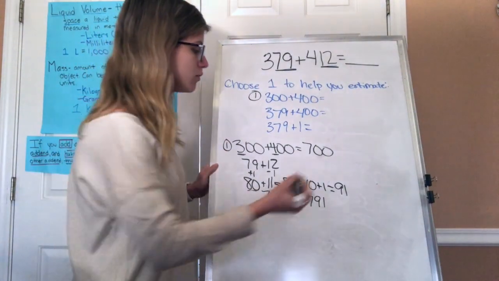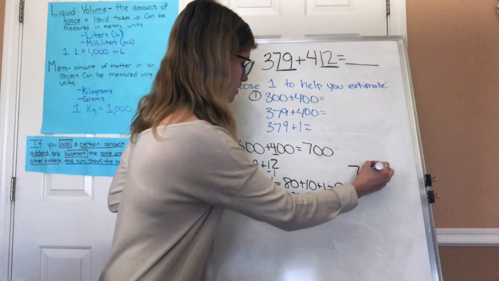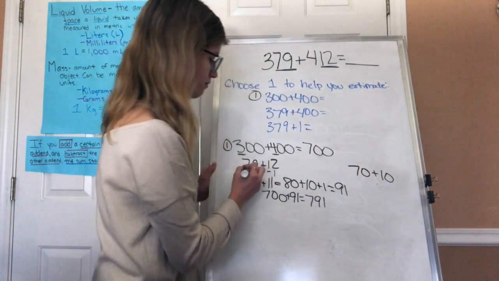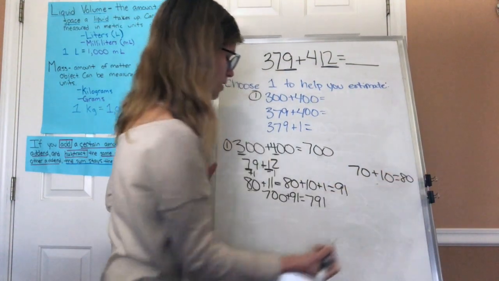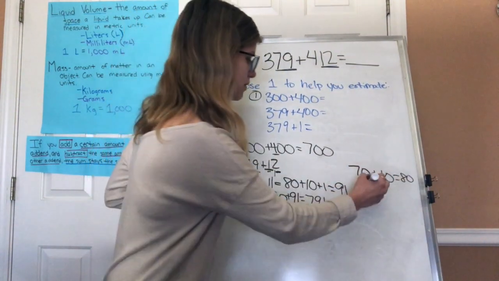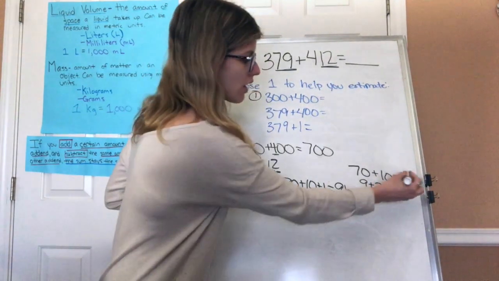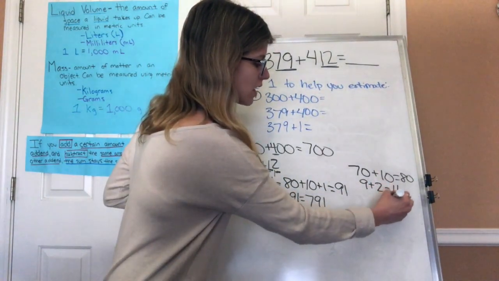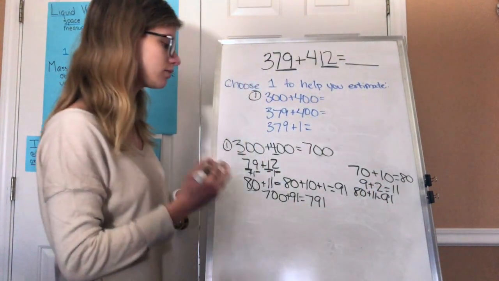You could have also just done it by adding your tens first, so 70 plus 10, so just adding the tens to get 80. And then you could have done 9 plus 2 to get to 11. And then we figured out that 80 plus 11 is 91.